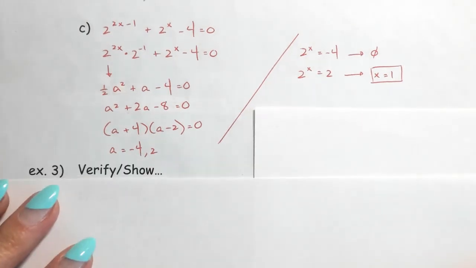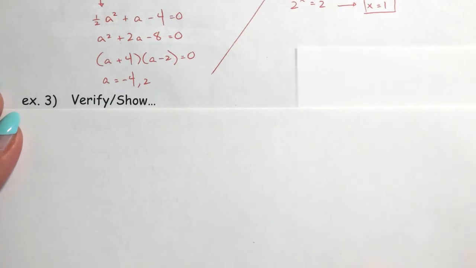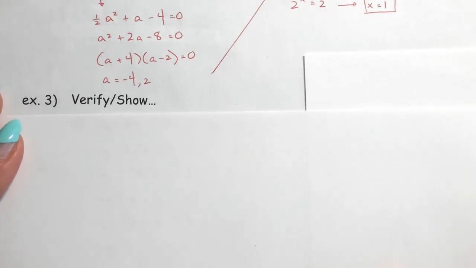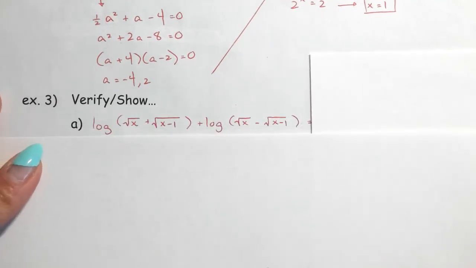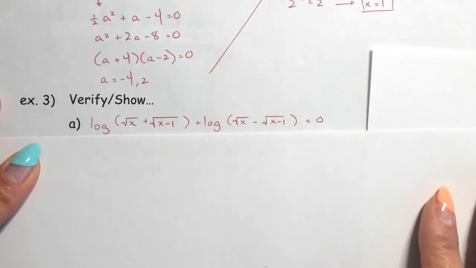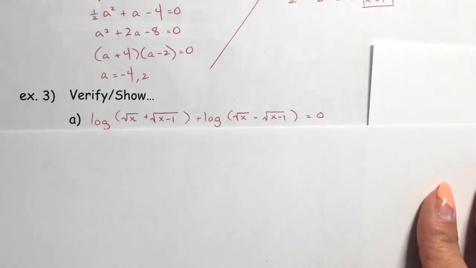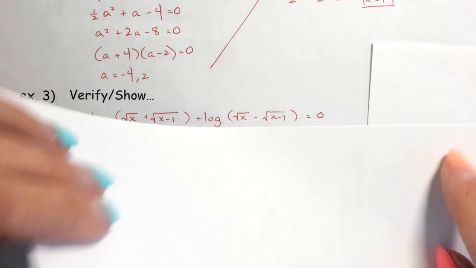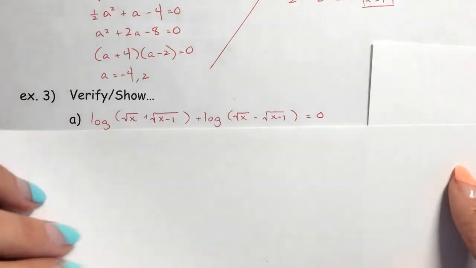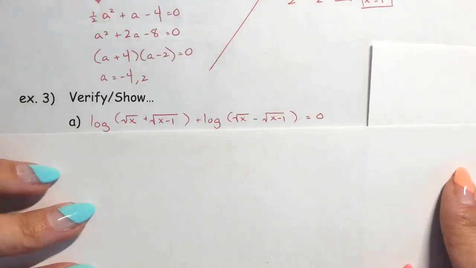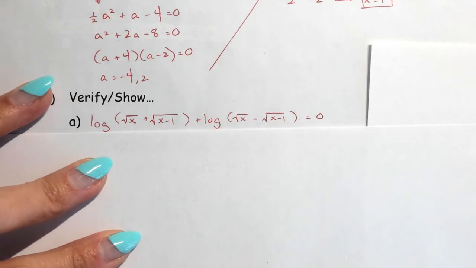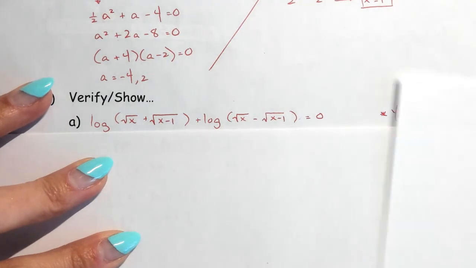Here's one last one. This one says verify or show. So when you verify or show, you start with something, and then you get to the other side. Let me see if I wrote this correctly. I did not. Something like this, but I did not. I'm going to fix this as we talk about it.